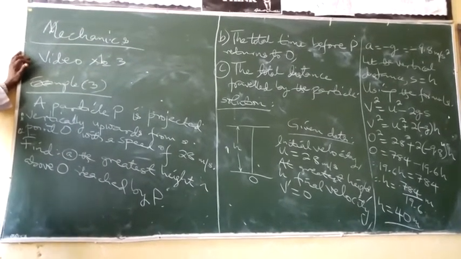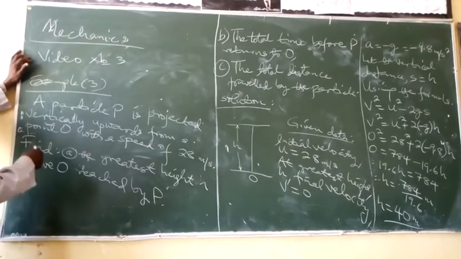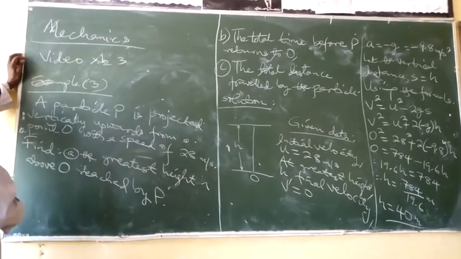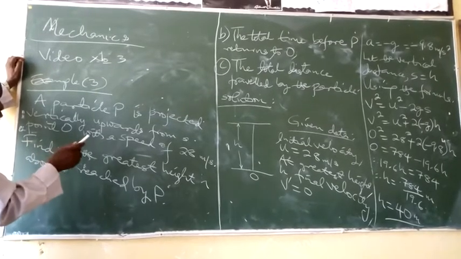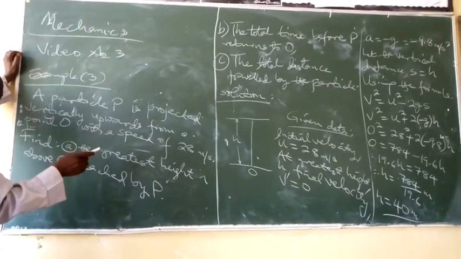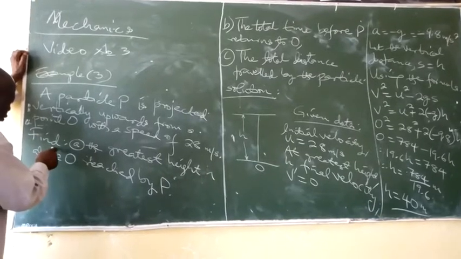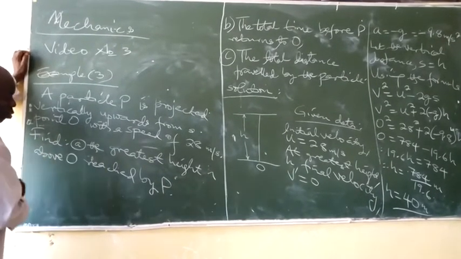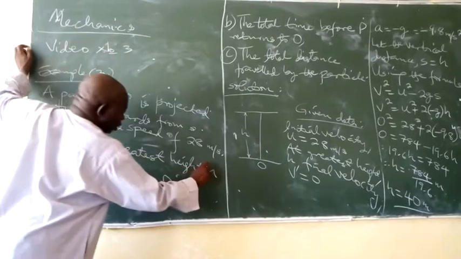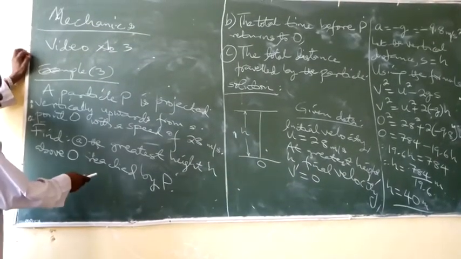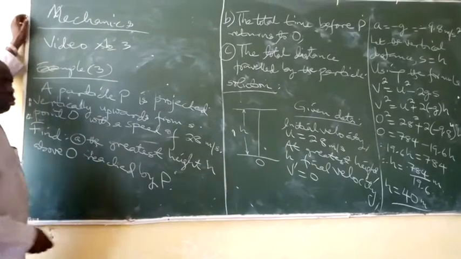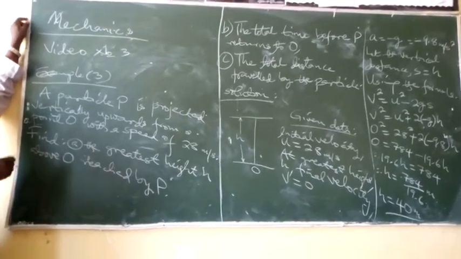A particle P. I read the question. A particle P is projected vertically upwards from a point O with a speed of 28 meters per second. Find, column A, the greatest height H above O reached by P. Is it clear? Very clear.